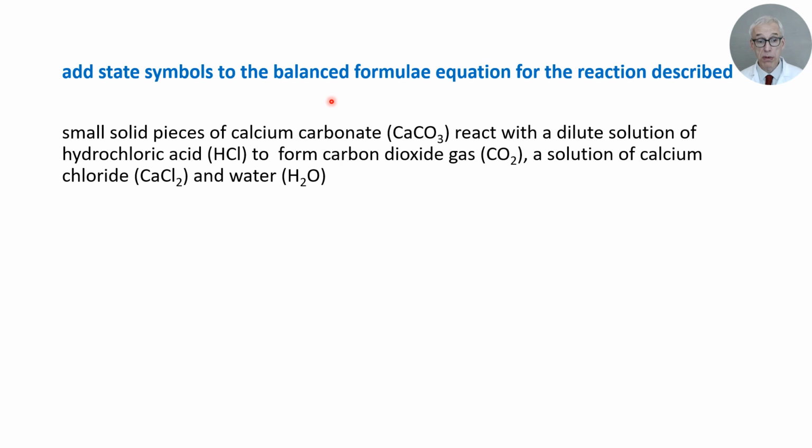Let me give you a problem. Add state symbols to the balanced formulae equation for the reaction described. Small solid pieces of calcium carbonate react with a dilute solution of hydrochloric acid to form carbon dioxide gas, a solution of calcium chloride, and water. So here is the symbol equation, or the balanced formulae equation. Could you add state symbols to that? Pause, come back to check against my answer.